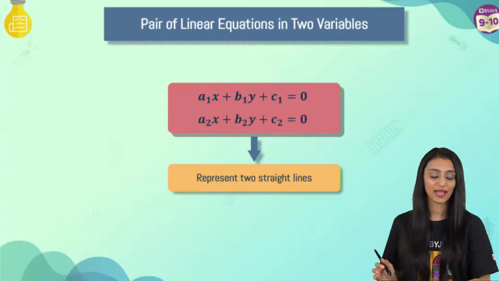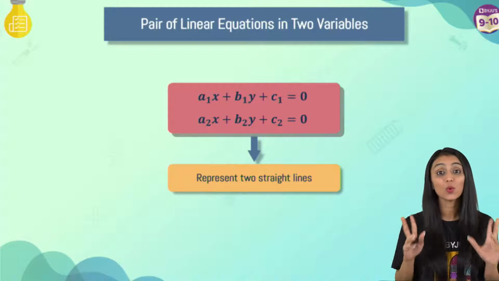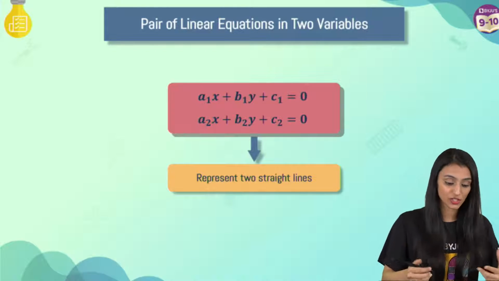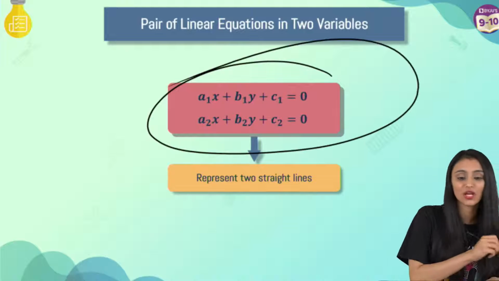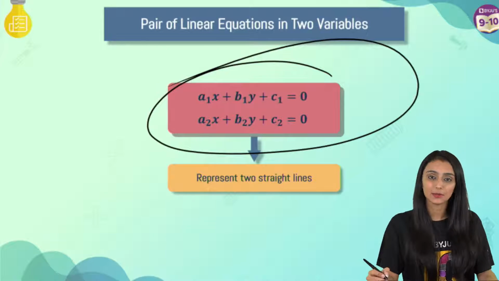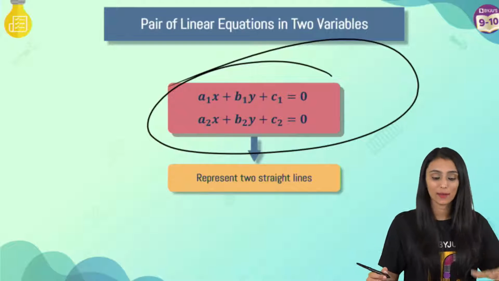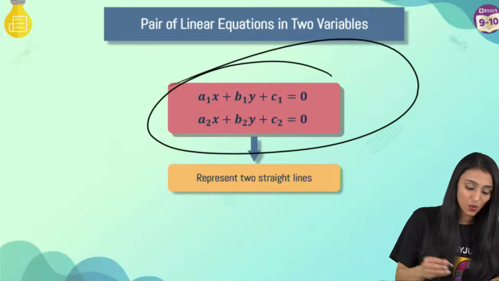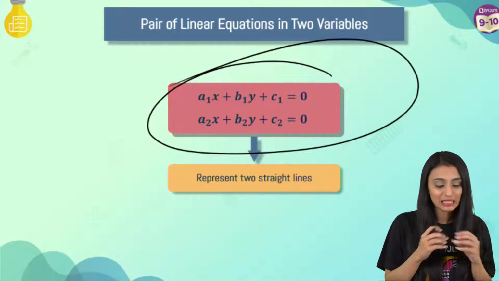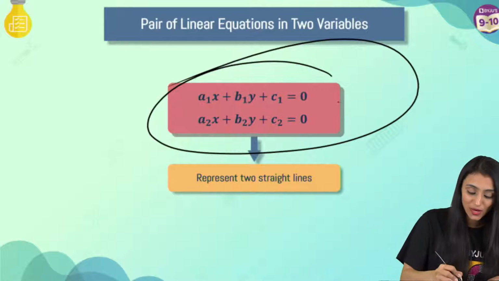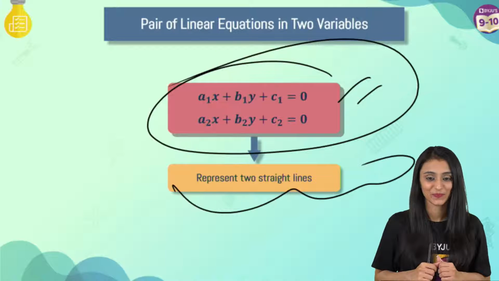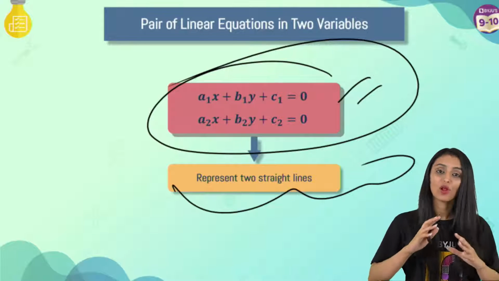Alright, meanwhile, let's move ahead. So here, pair of linear equations in two variables. Till now you saw linear equation in two variables. Now pair of linear equations in two variables. As I said, this is the general form. a1x plus b1y plus c1 equal to 0. a2x plus b2y plus c2 equal to 0. So what does it represent? We know that linear means straight. So these equations actually represent straight lines. Right. So these will always represent straight lines.